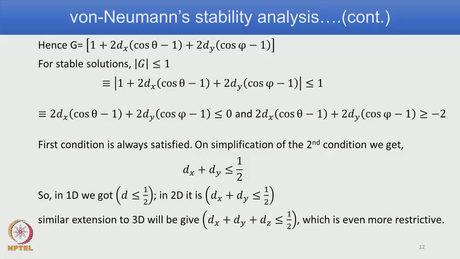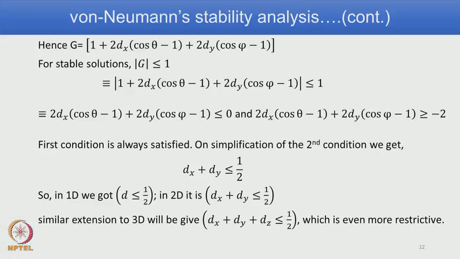So, you recall d is defined as alpha delta t by del x squared. So, similarly, when it comes to two dimensional, dx is alpha delta t by del x squared, dy is alpha delta t by del y squared, and you have a summed condition dx plus dy less than or equal to 1 by 2. So, whenever you have such a summed condition, it is becoming restrictive.